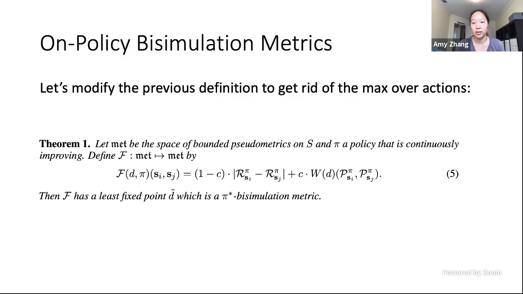Because in control, we only care about the behavior of states under the optimal policy. So we can modify this standard definition to be specific to a policy pi. And we can show that if pi is continuously improving, like under policy iteration, then this iterative procedure also has a fixed point, which is our optimal policy bisimulation metric.